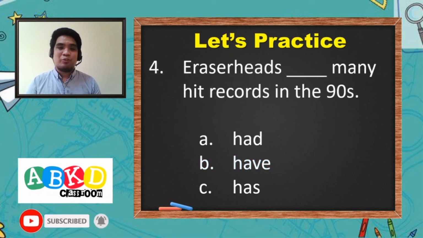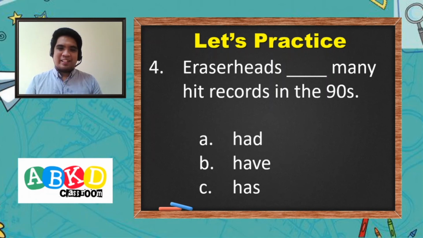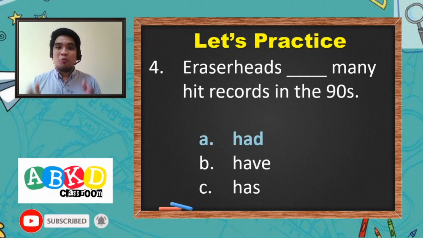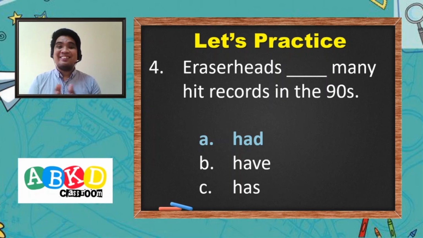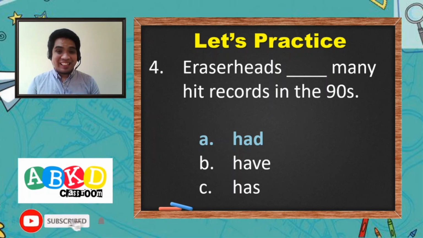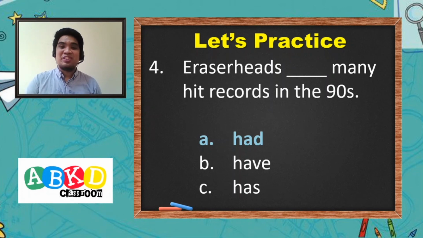Okay, fourth sentence. Eraserheads blank many hit records in the 90s. Okay, so what is the answer? Okay, I think you have the answer already, and the answer is had. Why had? Okay, because of the time expression 90s. Okay, automatically the sentence is talking about a past situation or event. That's why we use had.